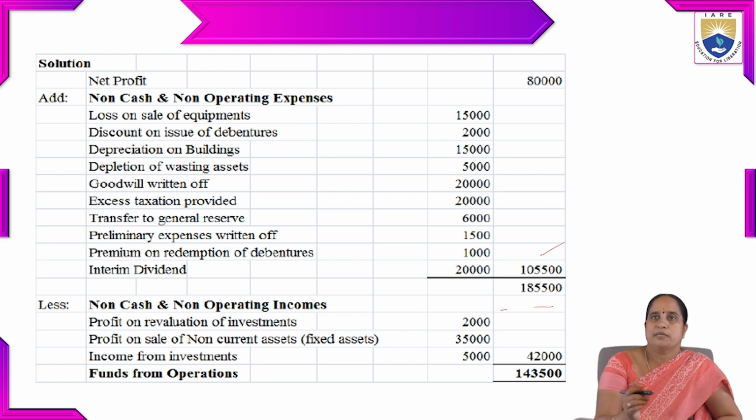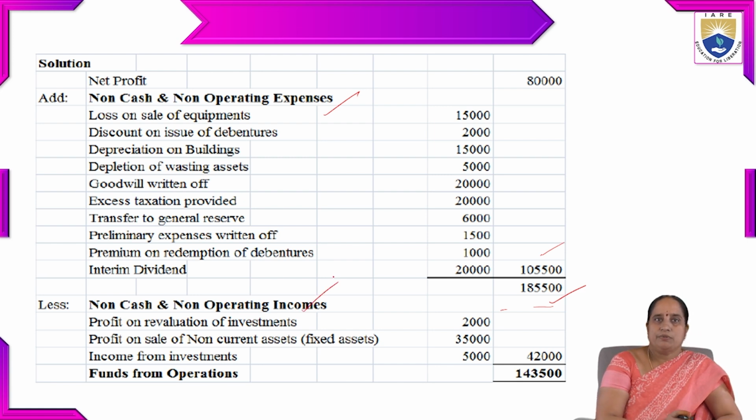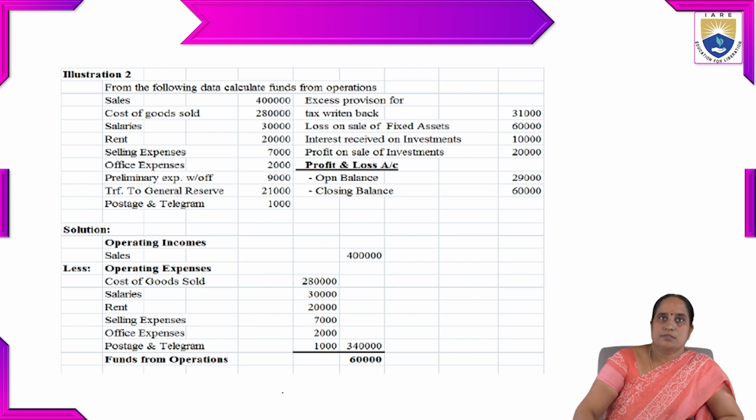1,05,500. If you add that to the net profit, then we get 1,85,500. From that we have to subtract non-cash and non-operating incomes. In the first case we took expenses, now we are taking income, where we have the following items: profit on revaluation of investments, profit on sale of non-current assets, which are also known as fixed assets, and income from investments. Then from that we get the funds from operations.